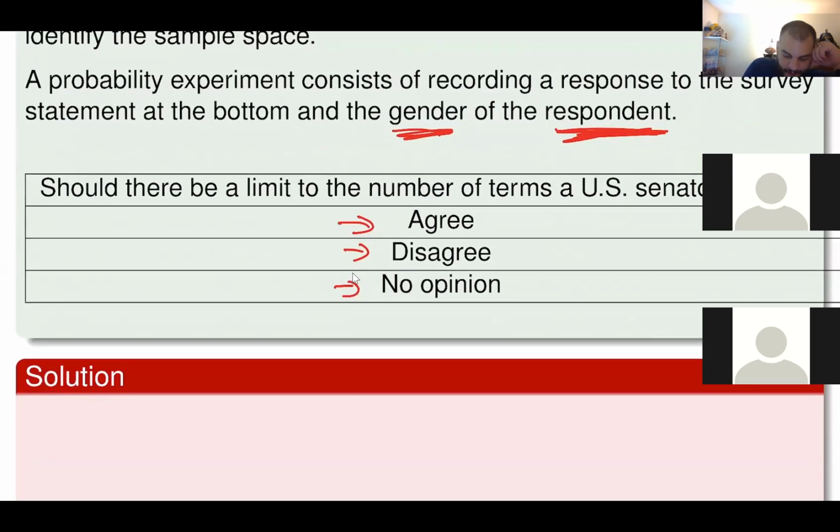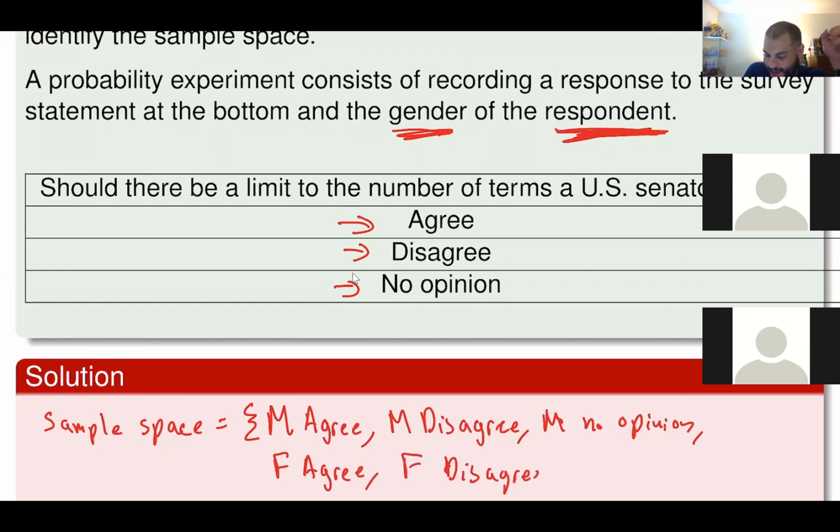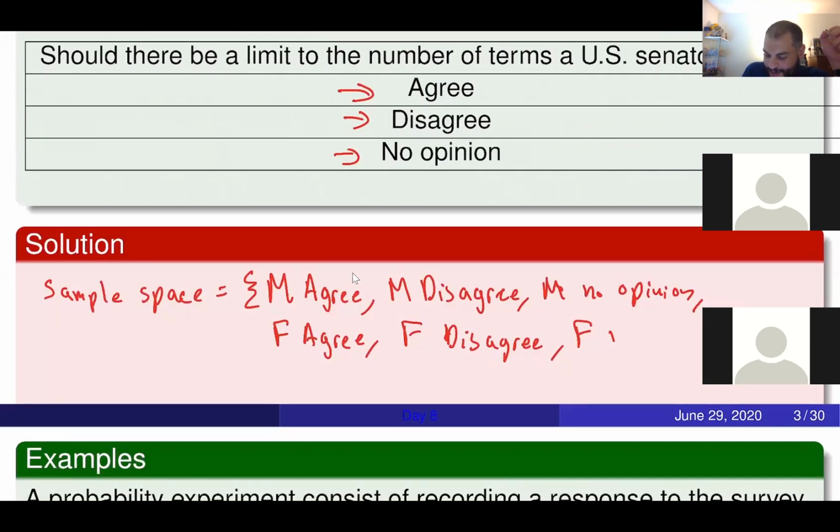So for this one, the sample space could be that the person is male and they agree with the statement. Or another outcome could be the person is male and they disagree with the statement. Another could be they're male and they have no opinion. Cool. So we already have all of the males. Now we want to do the female. They could be female and agree with the statement. They could be female and disagree with the statement. Or they could be female and have no opinion. And that's our sample space.